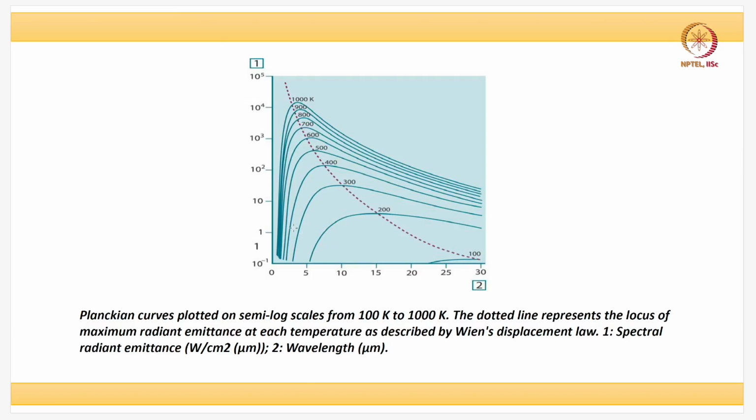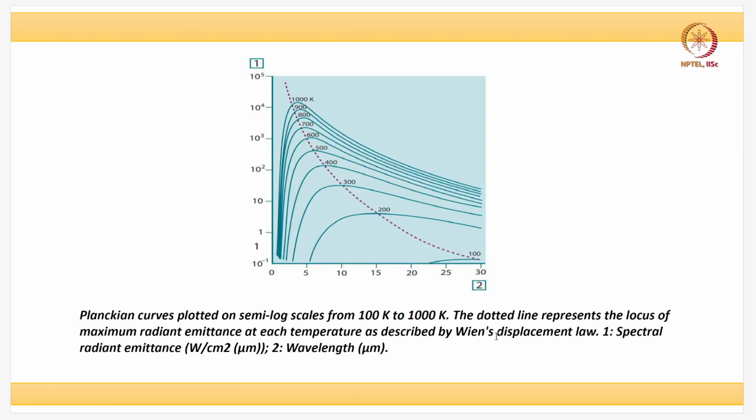If you plot this, it goes up to about 100 Kelvin, and liquid nitrogen is even lower than this. That's why we get around 38. So these are the Planckian curves plotted on a semi-log plot from 100 to 1000 Kelvin. This is 1000, this is 100. The dotted line represents the locus of the maximum radiant emittance at each temperature, as described by Wien's displacement law.